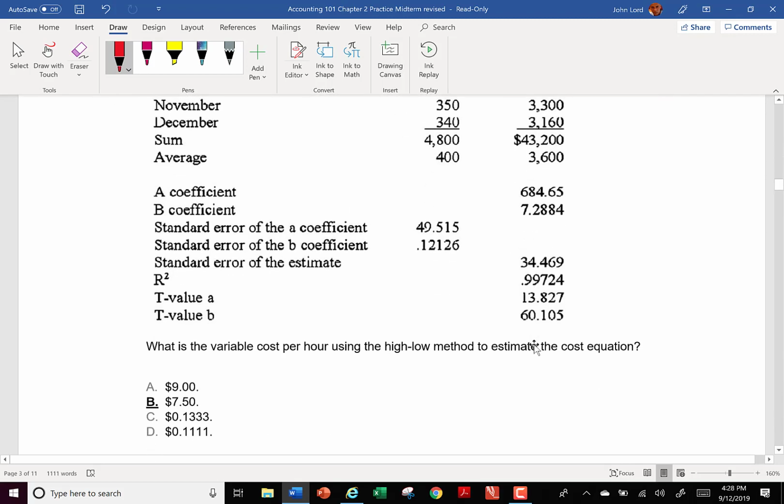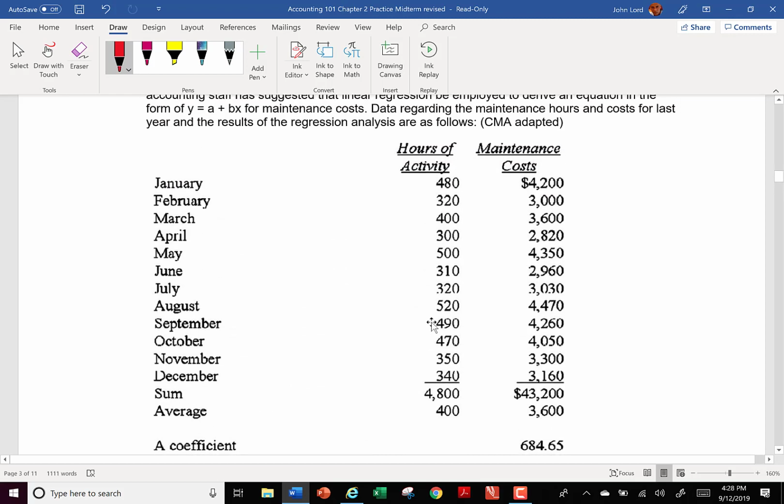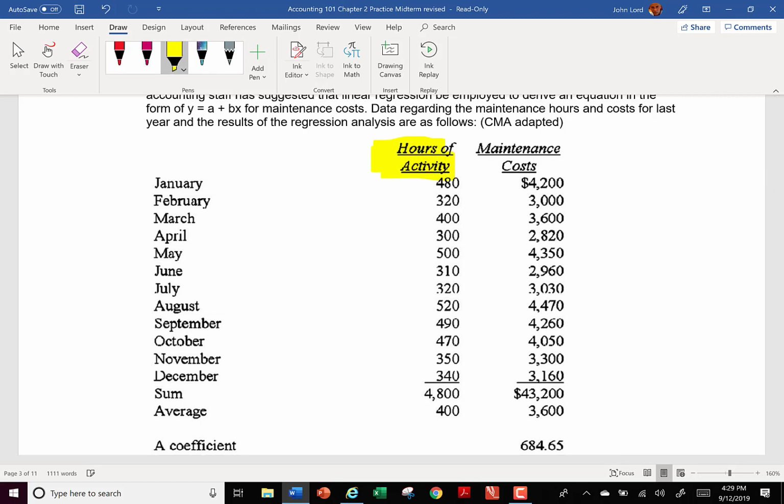So they tell us we're going to use the high-low method. When we use the high-low method, when you're looking for what is high and what is low, you focus on the units of activity. You don't focus on the cost, you focus on the activity. So the high activity here is what? 520. Okay, good. And we've got cost of 470 with those. And what's the low? 300.